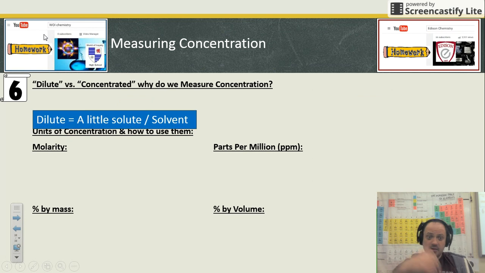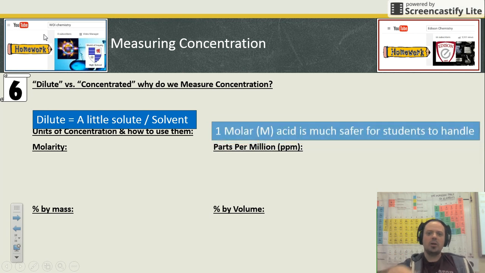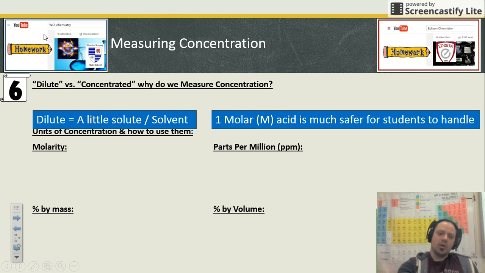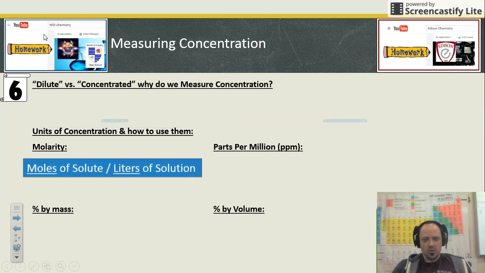Other side of the coin is dilute. A little bit of solute and a lot of solvent makes a very dilute solution, so something like 1 molar. The lower the number of molarity, the lower the number of parts per million, the lower the number of percent mass, the more dilute. Okay, so here are our units and how to use them.